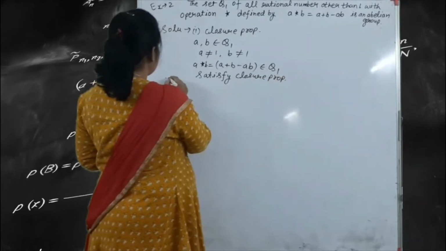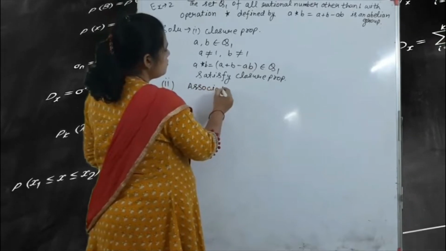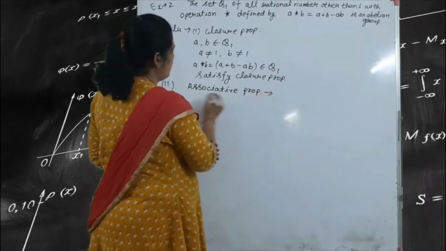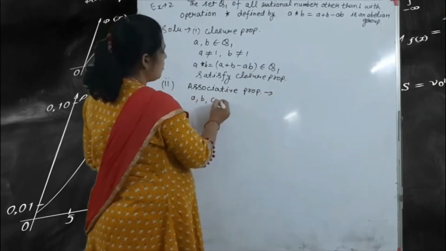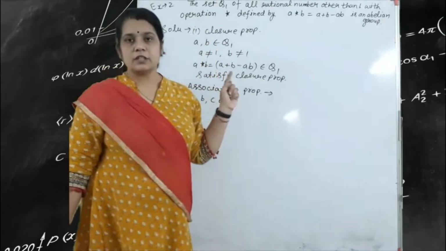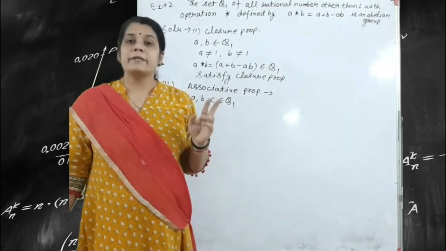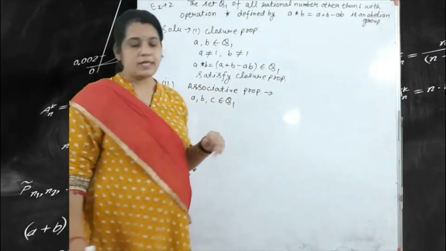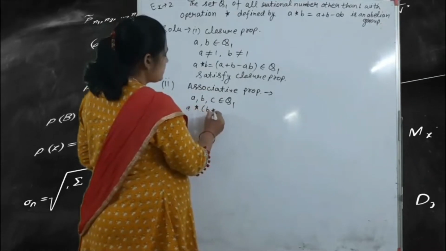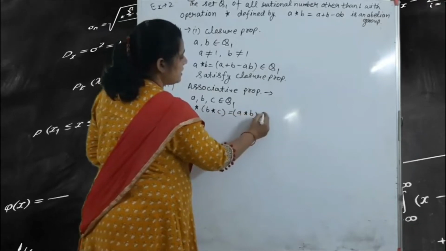Second one is the associative property. According to the associative property, we consider three elements A, B, C belonging to Q1. The condition is already given in your question: 1 is not included here, so A, B, C not equal to 1. What is the associative property? (A star B) star C is equal to A star (B star C).